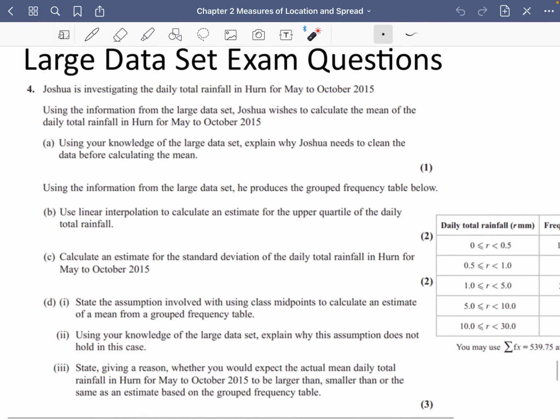Joshua is investigating the daily total rainfall in Herne from May to October 2015. Using the information from the large dataset, Joshua wishes to calculate the mean of the daily total rainfall in Herne from May to October 2015. Using your knowledge of the large dataset, explain why Joshua needs to clean the data before calculating the mean.